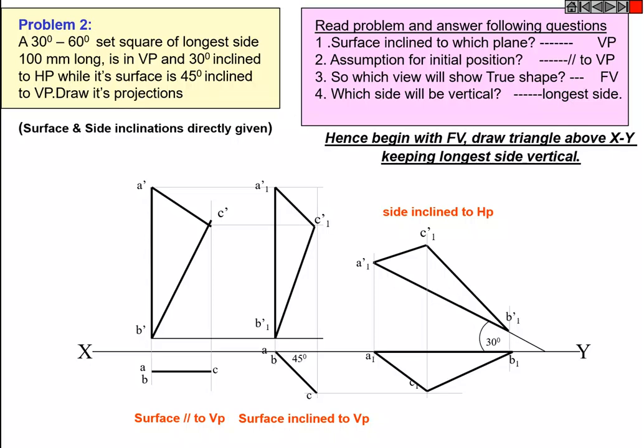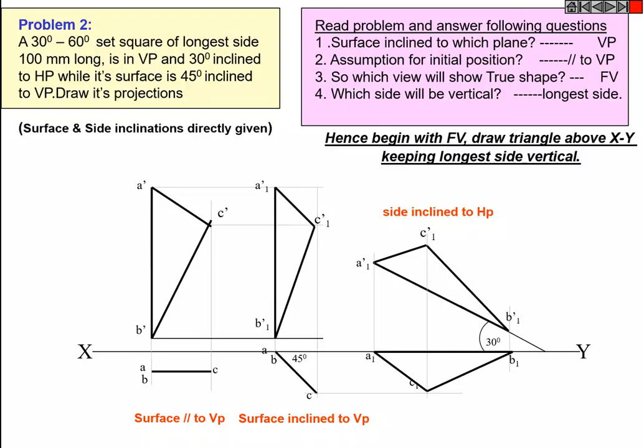Continuing from video 1, we'll discuss further problems on projection of planes. In this problem, a 30 degree 60 degree set square, with its longest side of 100 mm, is in VP and 30 degree inclined to HP, while its surface is inclined at 45 degree to VP. You have to draw the projection.